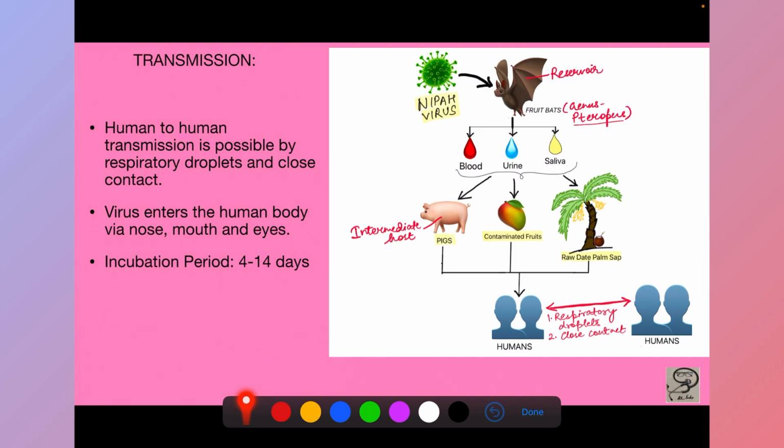Now, how do humans get the virus? Humans can get the virus from any of these three sources. And is human to human transmission possible? Yes, human to human transmission is possible by respiratory droplets and close contact. Now, this virus enters the human body via the nose, mouth, and eyes. The incubation period of the virus is 4 to 14 days.